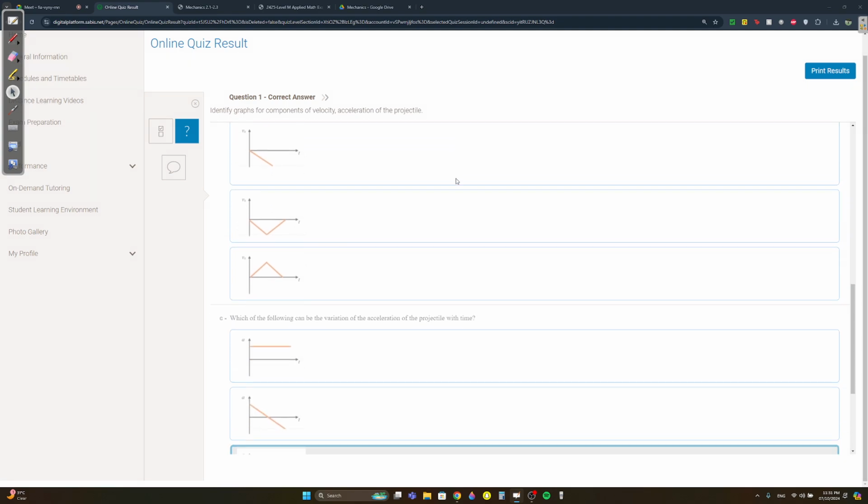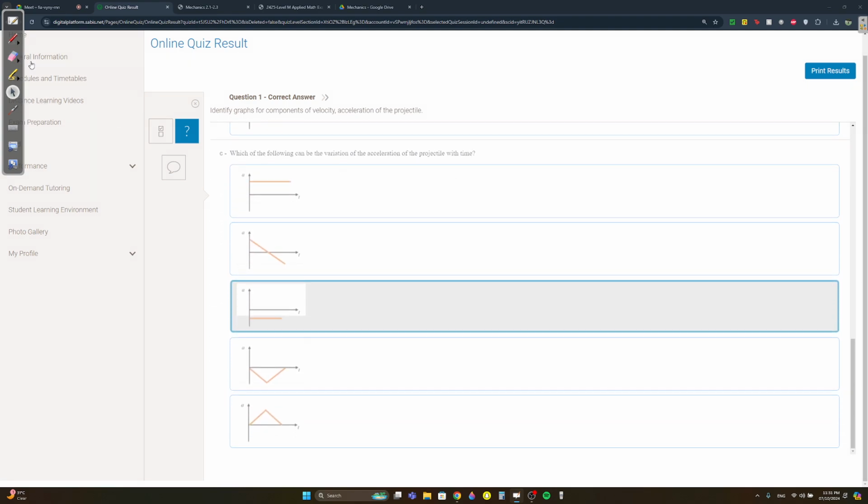It can't be negative, huh? Which of the following can represent the variation of the acceleration of the projectile with time? The acceleration a_y is always equal to minus g, right? So it's always equal to negative 9.8 or negative 10, whatever it's given. So it's always gonna be this. It's gonna stay at negative 10 or negative 9.8.